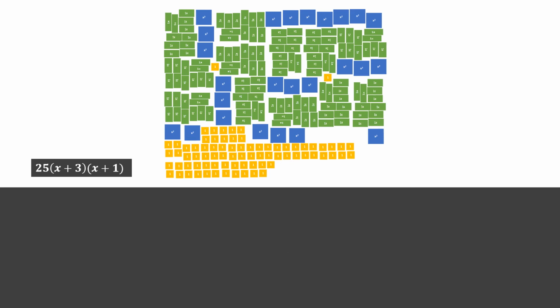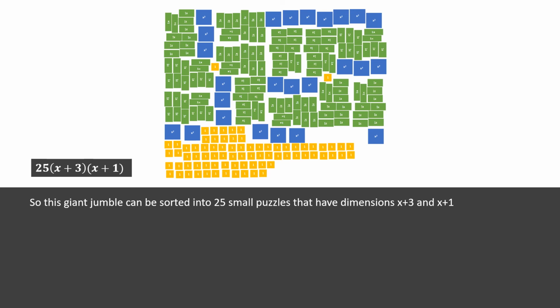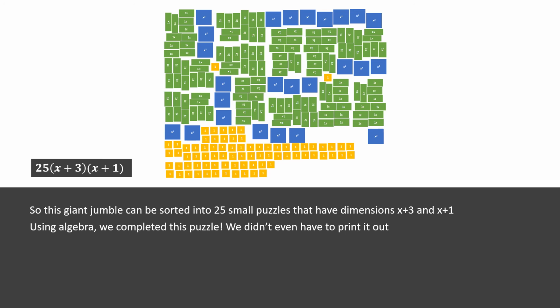So going back to our jumbled mess, this means that it can be sorted into 25 small puzzles that have dimensions of x plus 3 and x plus 1. So 25 of those puzzles that we saw in the last slide. Using algebra, we completed the puzzle. We didn't even have to print it out or anything. We only had to count how many of each piece there were, and we didn't have to do any jigsawing. We used algebra to complete the puzzle. We know what the puzzle looks like: we made 25 small puzzles with dimensions of x plus 3 and x plus 1.